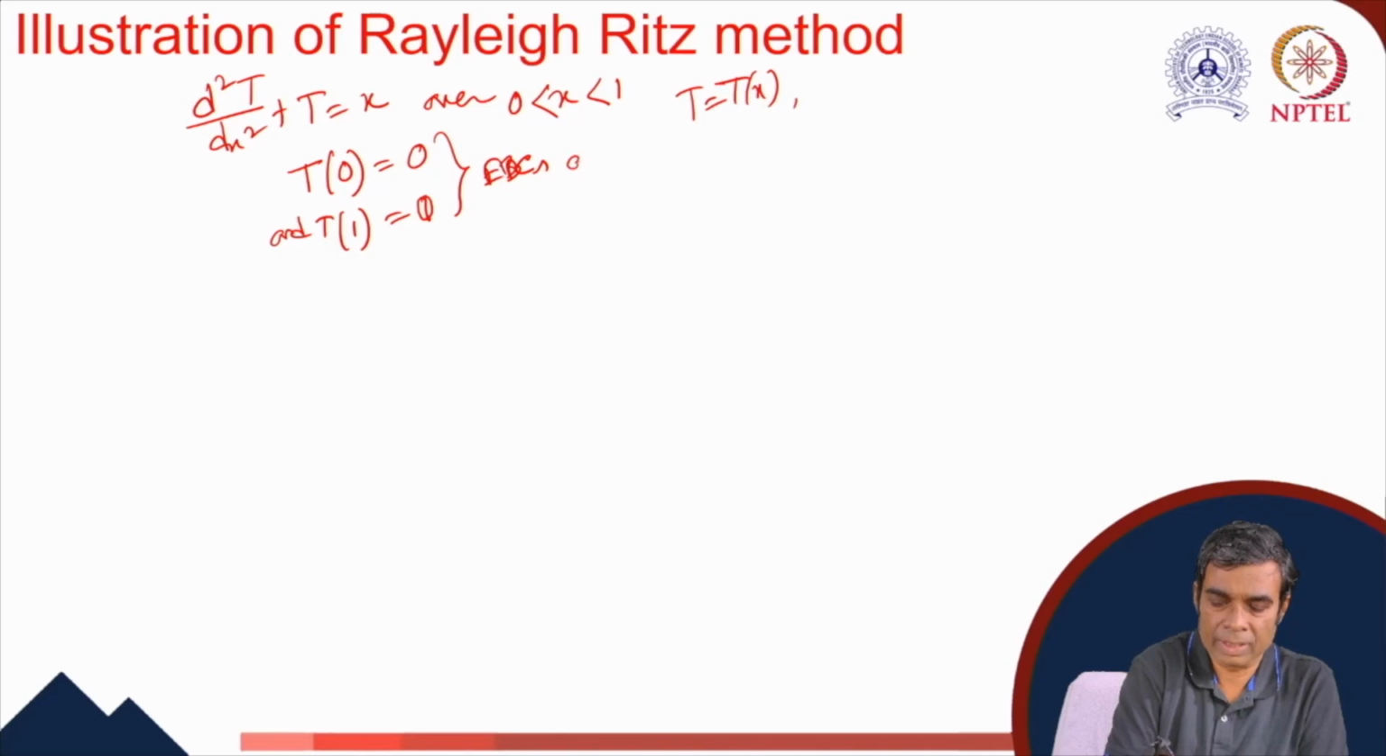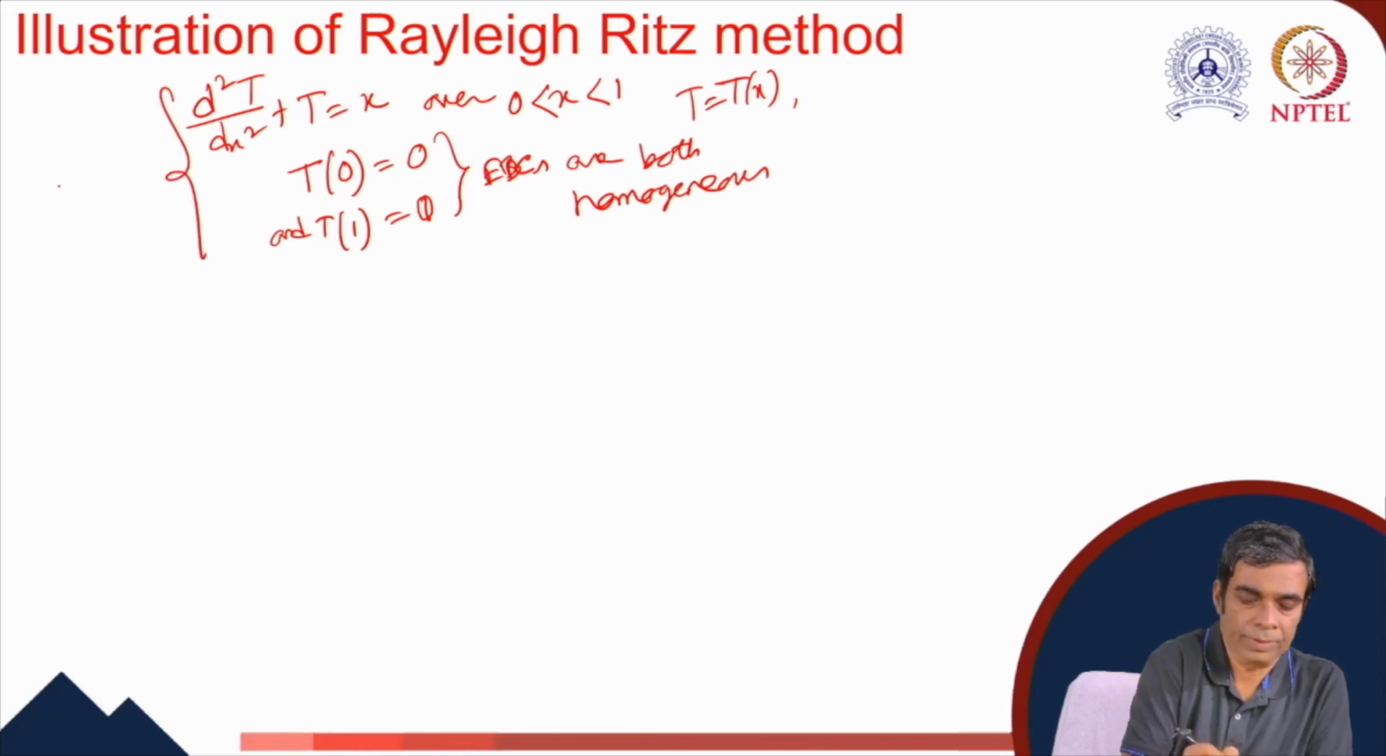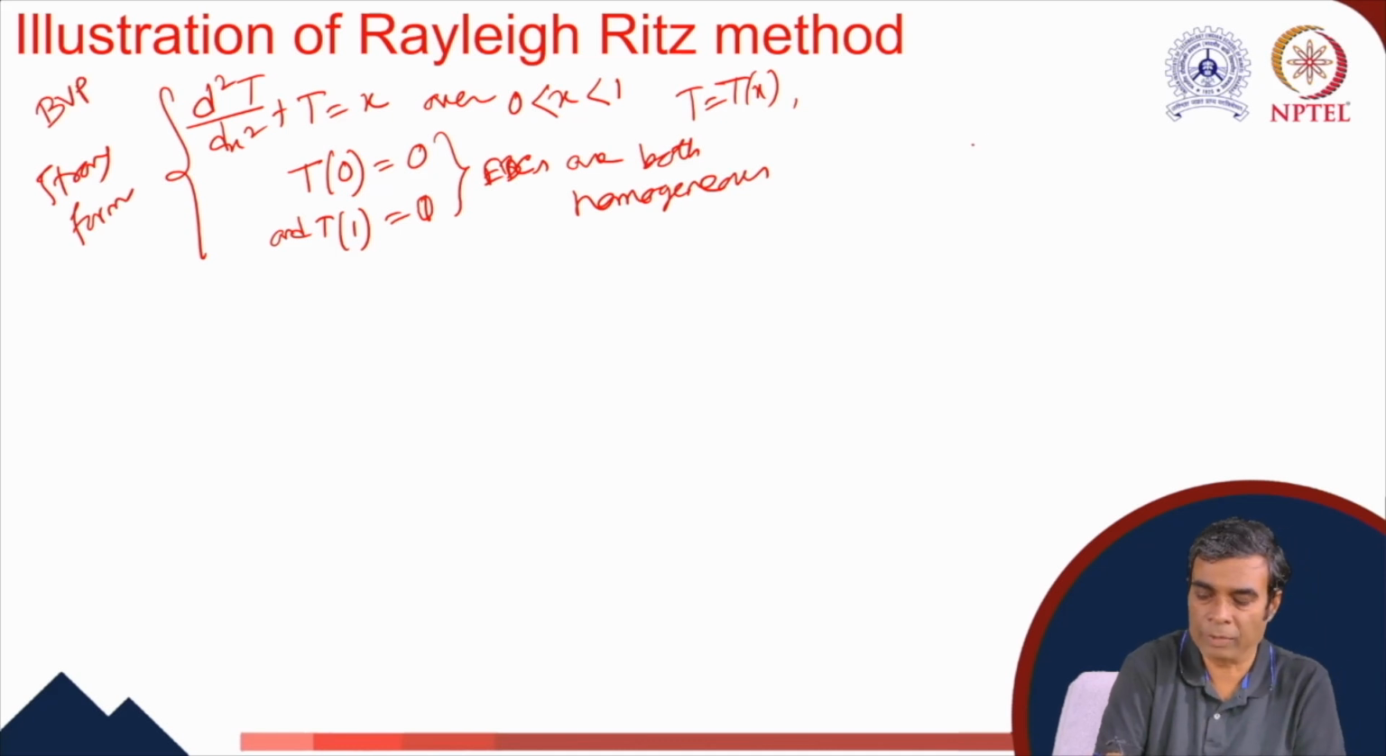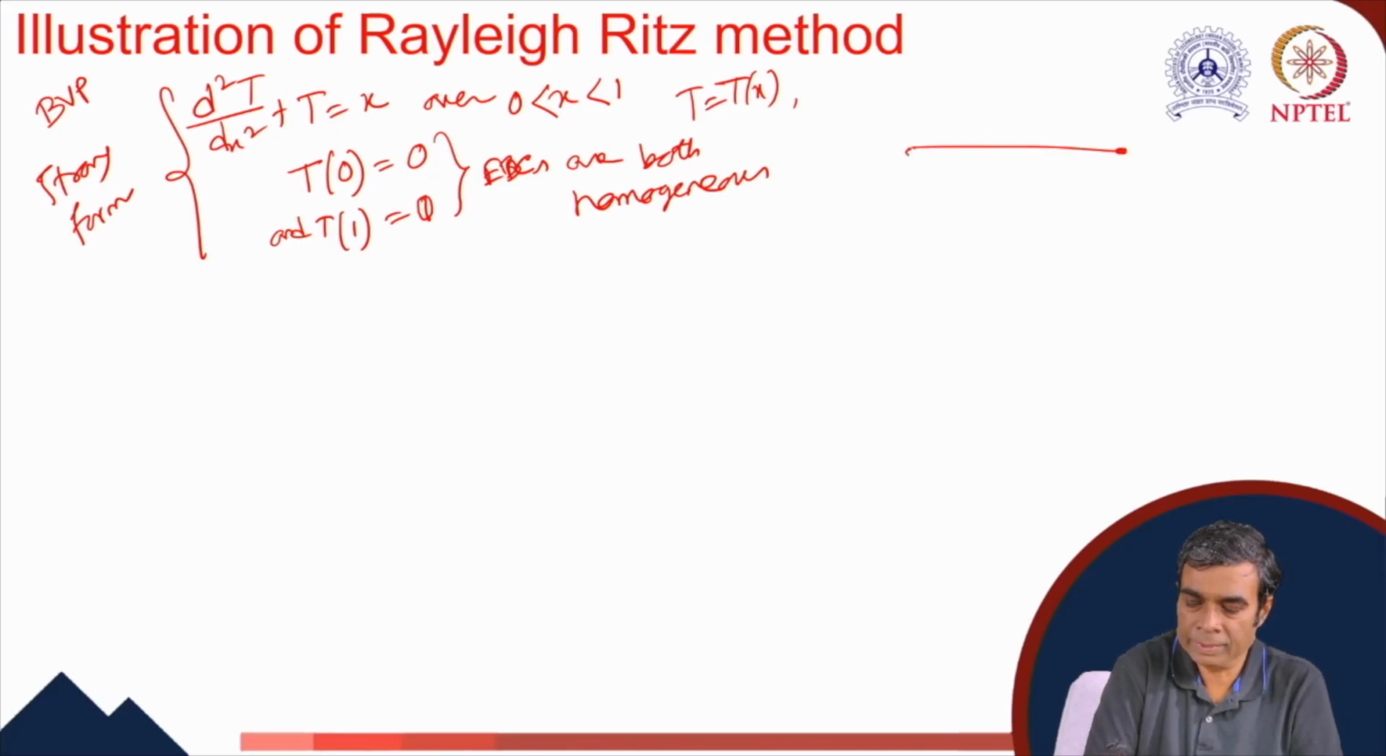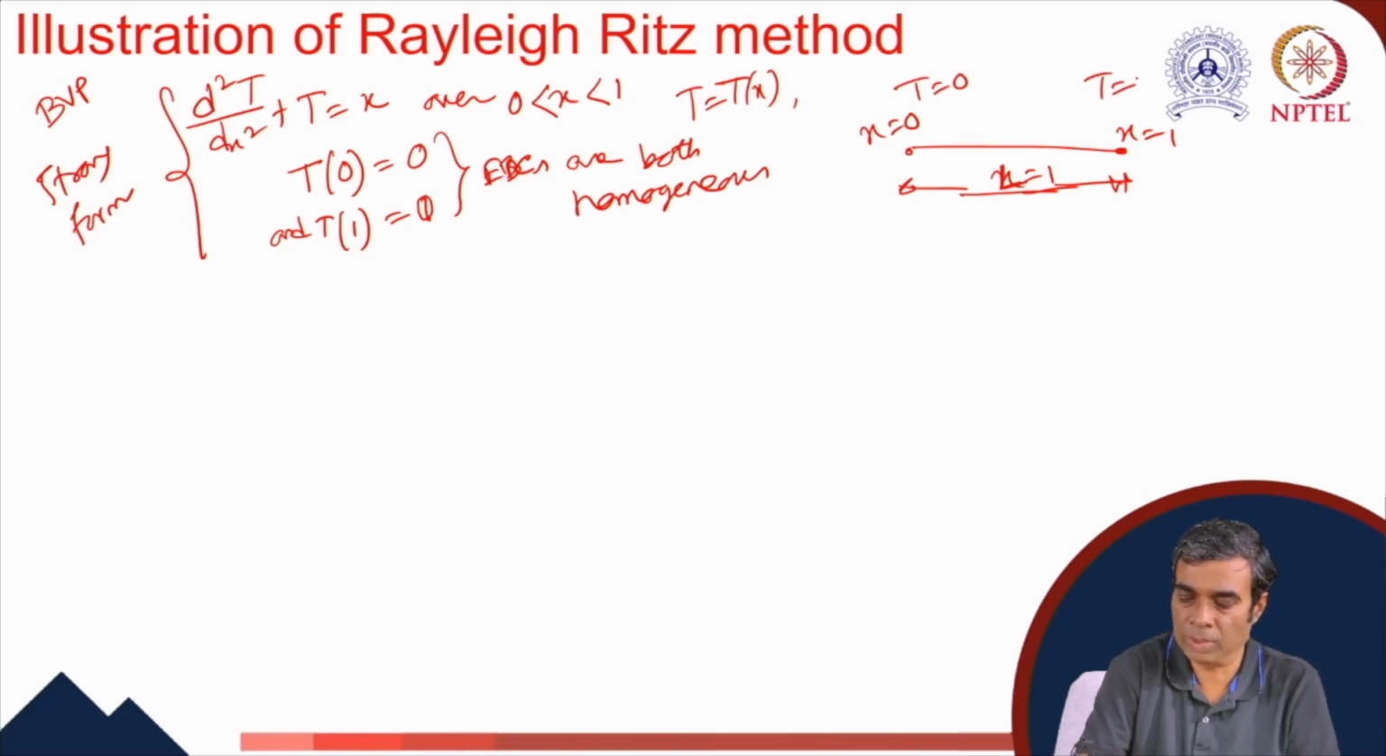EBCs are both homogeneous. Now this is the strong form of the given boundary value problem. BVP is the boundary value problem. Now this is the domain. This is x. It is going from 0 to 1. This L, if you say it is 1, x equals 0, x equals 1, and here T equals 0 and T equals 0.